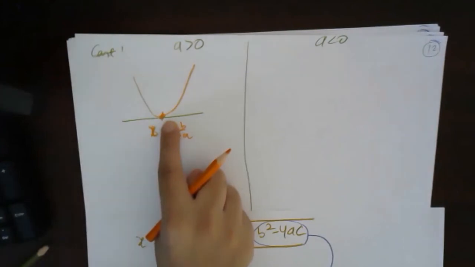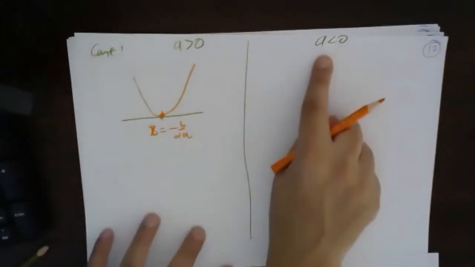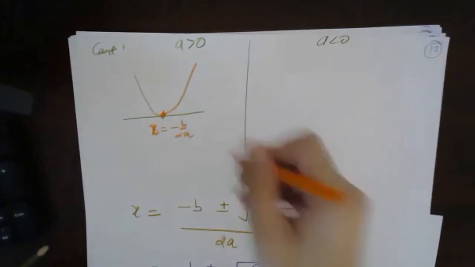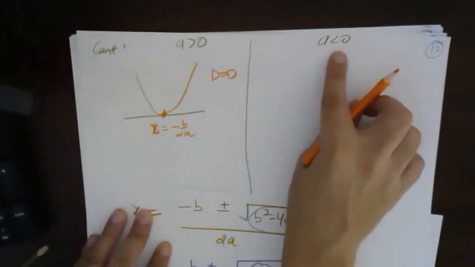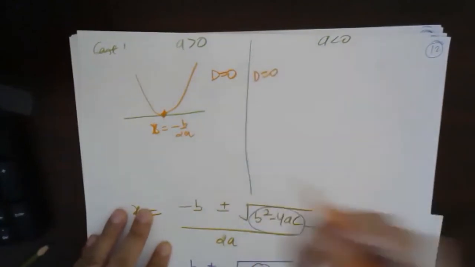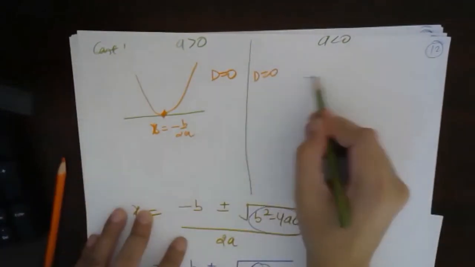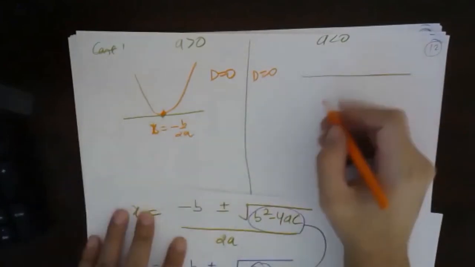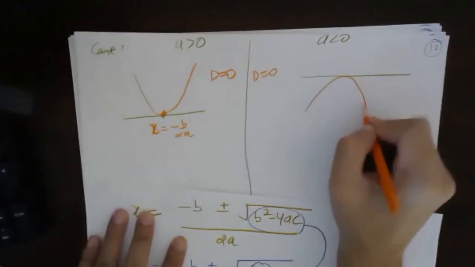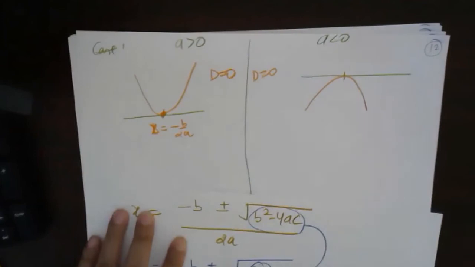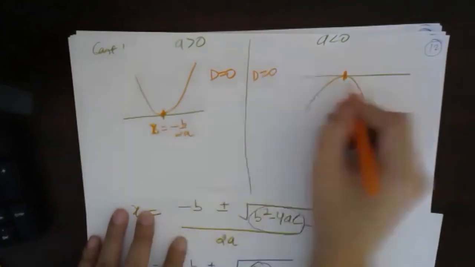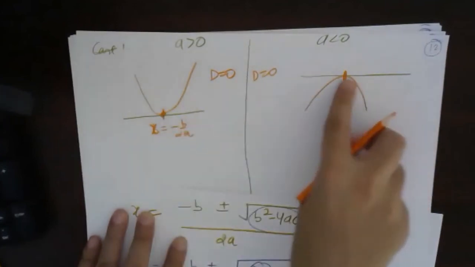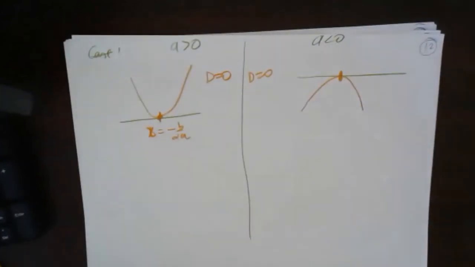Understood? Fine. In the second case, again, this is when d is equal to 0, when a is less than 0, what will you get? This is the x-axis. Again, I know it is downward facing, so it will be something like this. Understood? Equal roots. This will be the point where the curve will intersect the x-axis, and it is only a single point. That means we are getting equal roots.